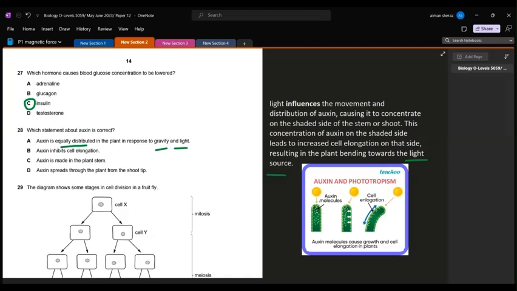This is phototropism. And in gravity, what happens is that when the roots grow, the auxins start to accumulate downwards because the roots grow towards gravity. So the auxins accumulate there, and then the cells are elongated, and then downwards growth of the plant occurs. Roots grow. Option B says inhibits. That's incorrect because we just discussed it doesn't inhibit, but it promotes cell elongation. So option A and B are incorrect. Option C, auxin is made in the plant stem. This is wrong as well. It is made in the root and shoot tip. So this is the correct option.